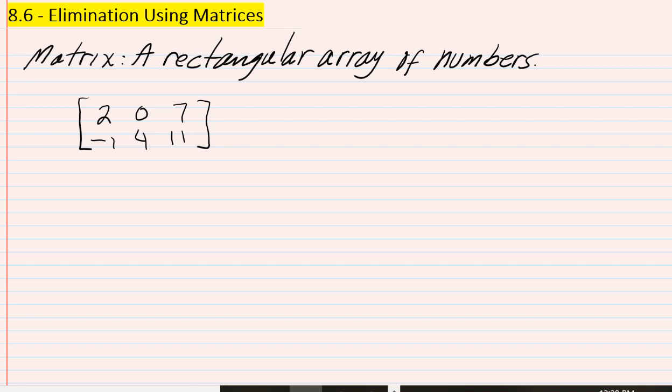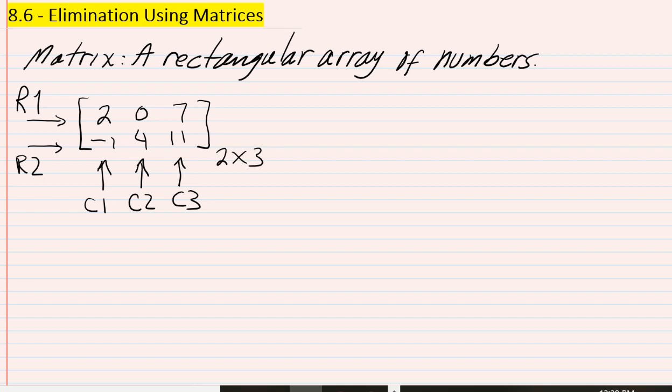Now, every matrix is made up of rows and columns. The rows go in the horizontal direction. Columns are in the vertical direction. The rows are labeled from top to bottom: that's row 1, that's row 2. Columns are labeled from left to right: column 1, 2, and 3. If you look at the number of rows by columns, this is 2 rows by 3 columns. We call that the size or the order of the matrix. So this is a 2 by 3 matrix.